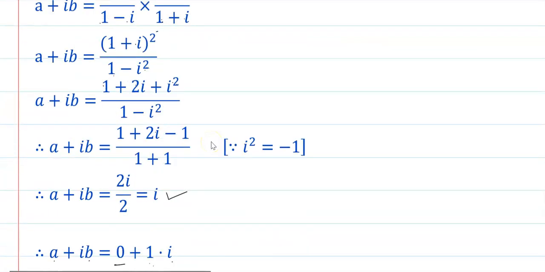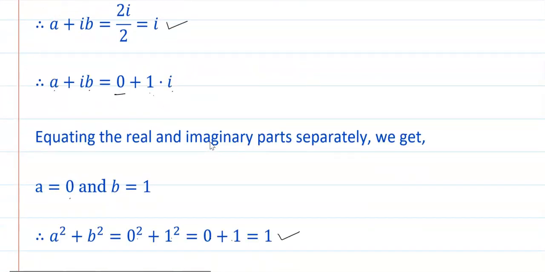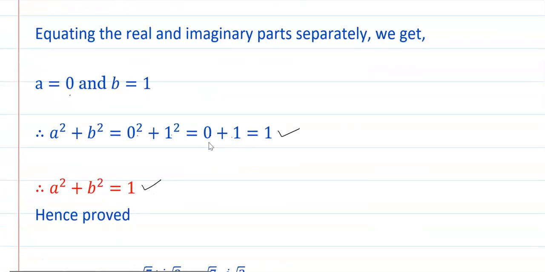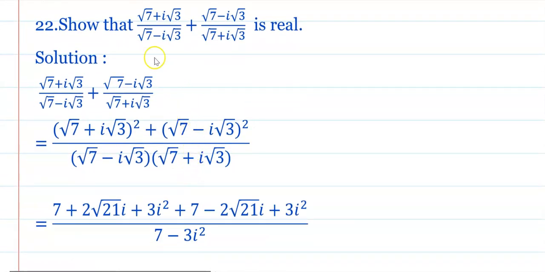Okay. Simplification, then you are equating real and imaginary. You are getting the value of a and b, and hence a square plus b square. Okay. Next, show that (root 7 plus i root 3) upon (root 7 minus i root 3) plus (root 7 minus i root 3) upon (root 7 plus i root 3) is a real number.